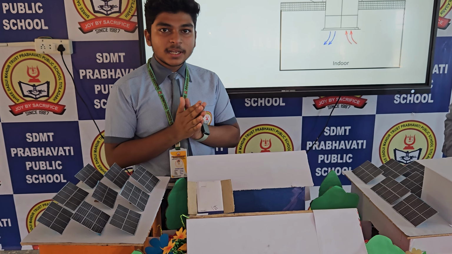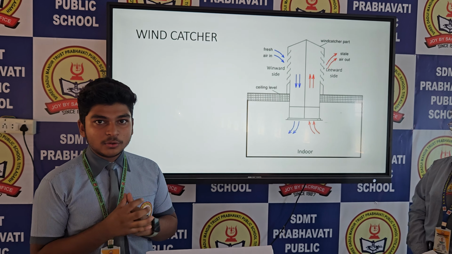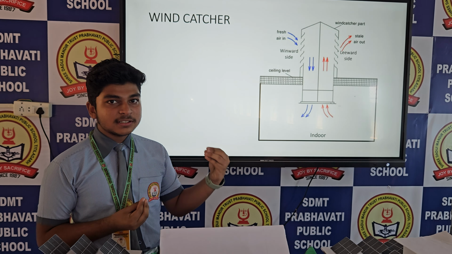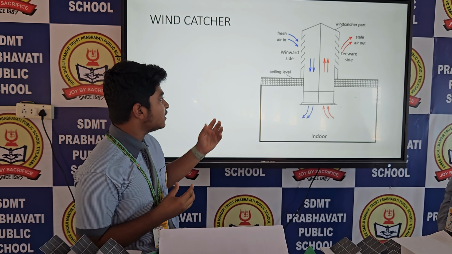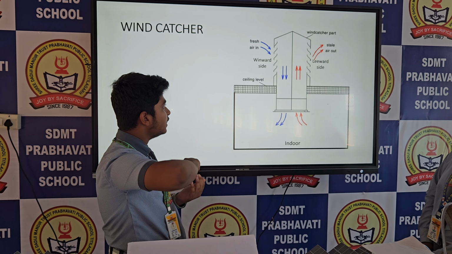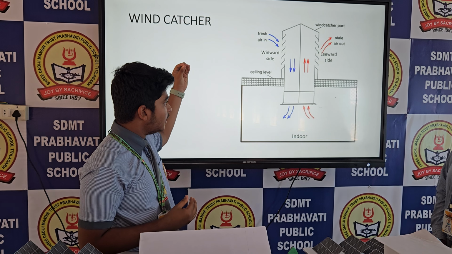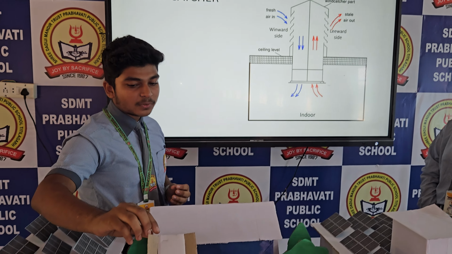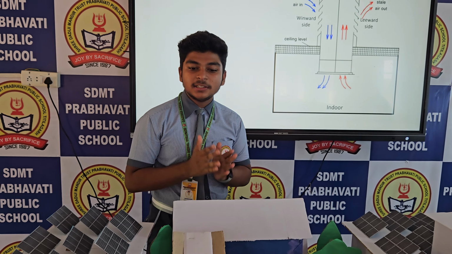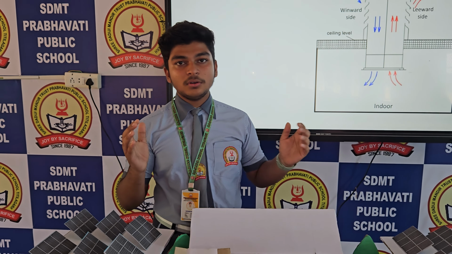So what happens is that the indoor temperature of the house gets hot, and as we all know, hot air is lighter than cold air and it will rise up. As soon as it rises up, it will move out of the leeward side into the atmosphere, and the fresh air will come inside this wind catcher through the windward side, thereby helping to maintain the ambient temperature of the house and keeping the inside temperature cool.